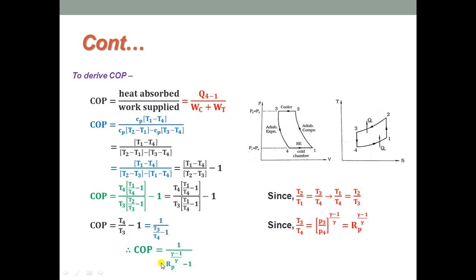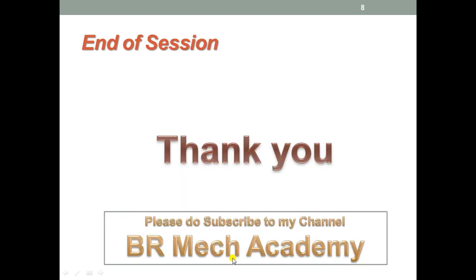Now we are going to substitute here. After substitution we get this expression: the coefficient of performance of a Bell-Coleman cycle is given by 1 over Rp to the power of gamma minus 1 over gamma, minus 1. And this is the end of the session on the Bell-Coleman cycle.